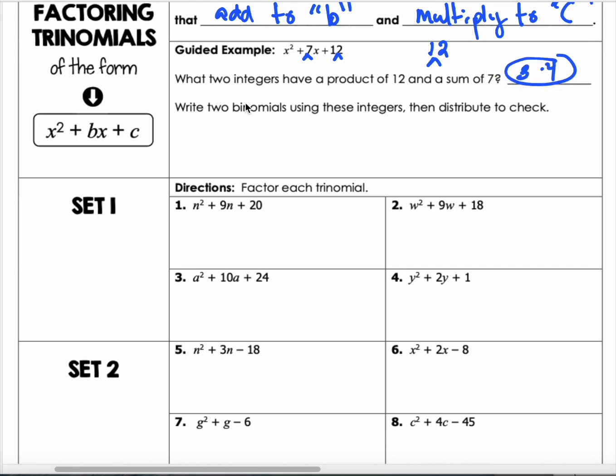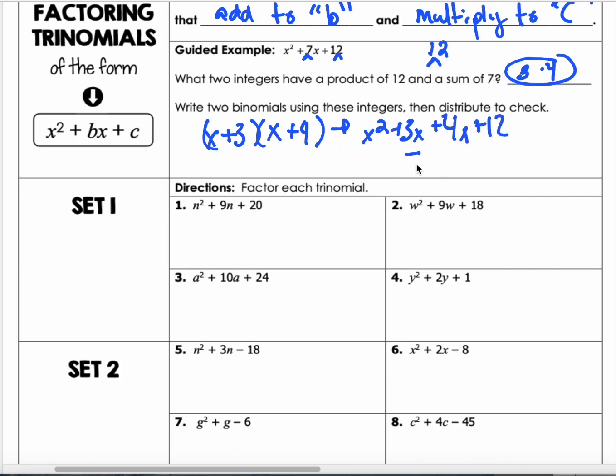Okay, so now I'm going to write two binomials using these integers, then we're going to distribute to check. So our x is going to stay the same. So we have x plus a number and then x plus another number. In this case, I'm using a positive 3 and a positive 4. So let's go ahead and check and see if that works. x times x is x squared. 3 times x is 3x. x times 4 is 4x. And then 3 times 4 is 12.